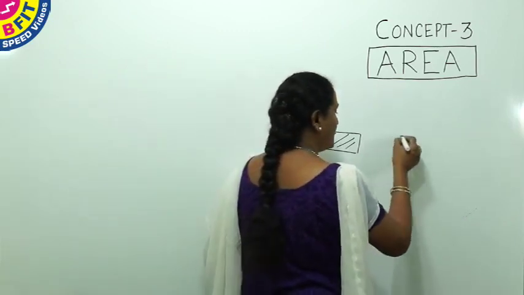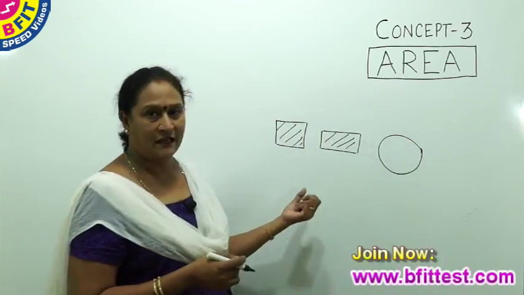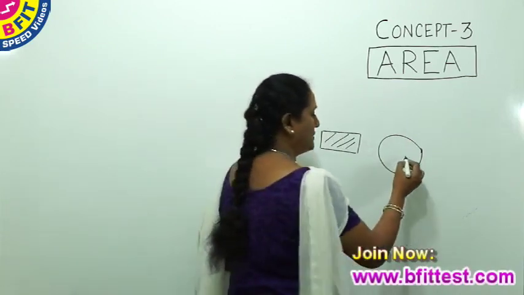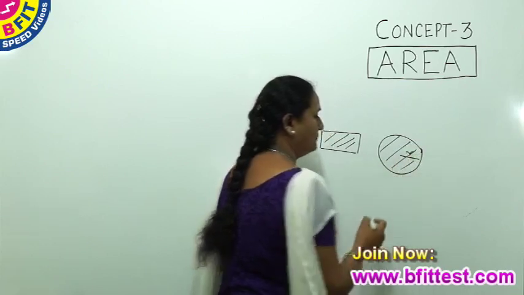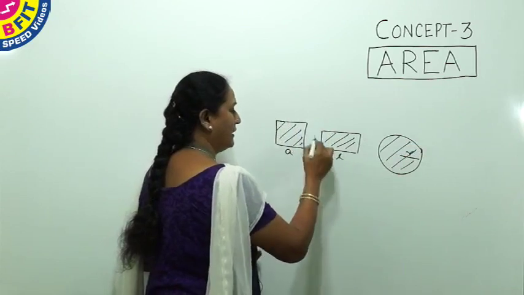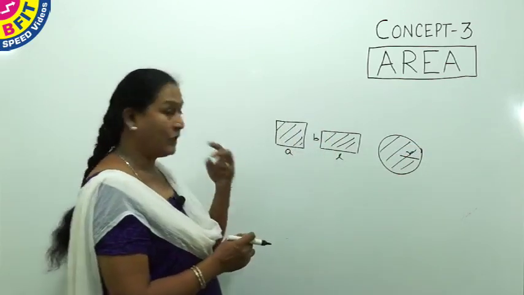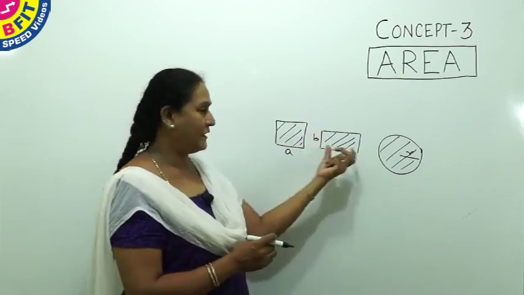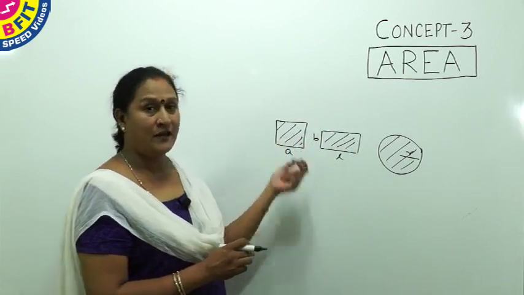So mostly questions are asked based on the square, rectangle and circle. For a circle, it is the whole area where the radius is r. For a square the side is a, and for a rectangle, L into b. Now what will be the total cost to level this rectangular or square field?